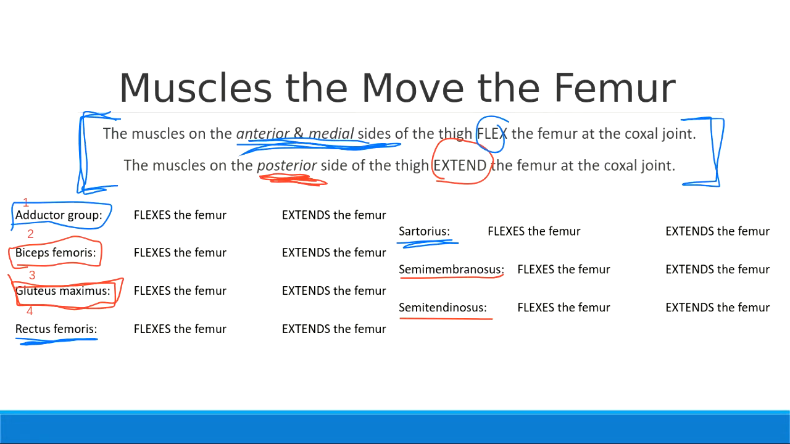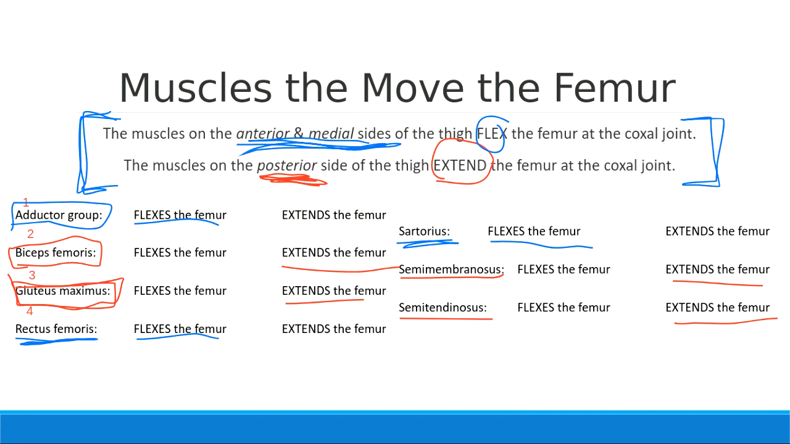So any of the muscles that I said were a blue muscle, on the anterior or the medial side, I know because they live on the anterior or the medial side that they do flexion. So adductor group, going to flex the femur. Rectus, flexing the femur. Sartorius, flexing the femur. Anybody that I gave a red line to is always going to be extending. Extend the femur, extend the femur, extend the femur, extend.